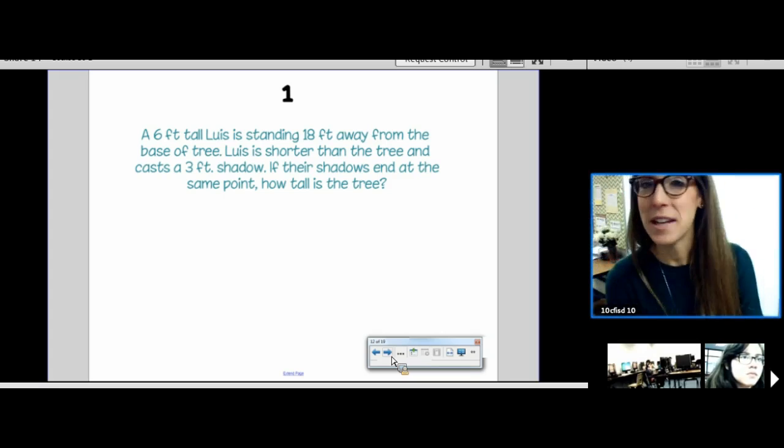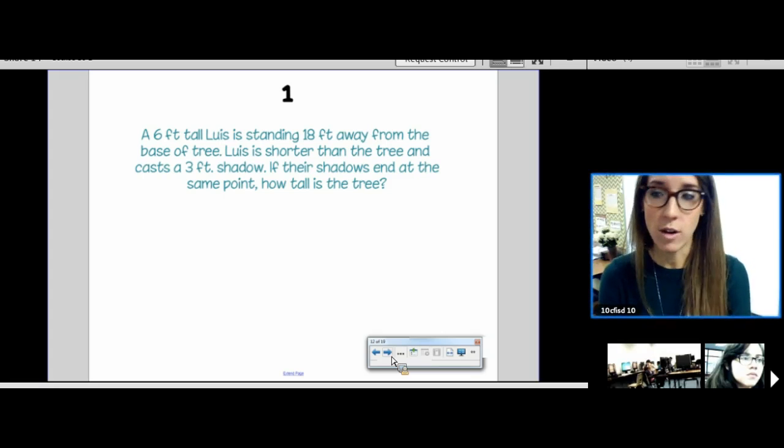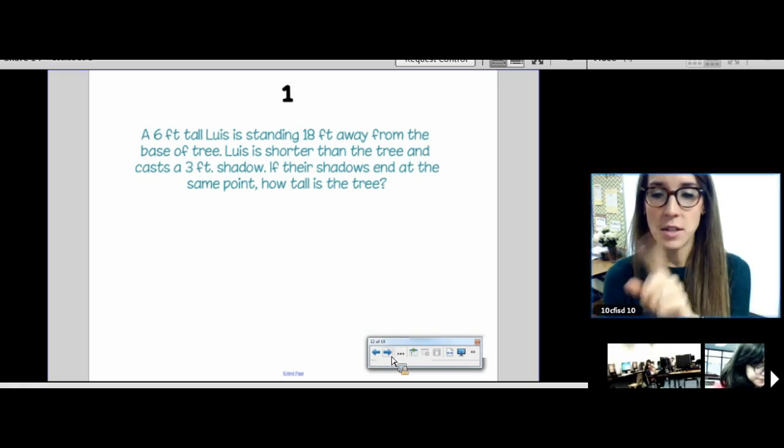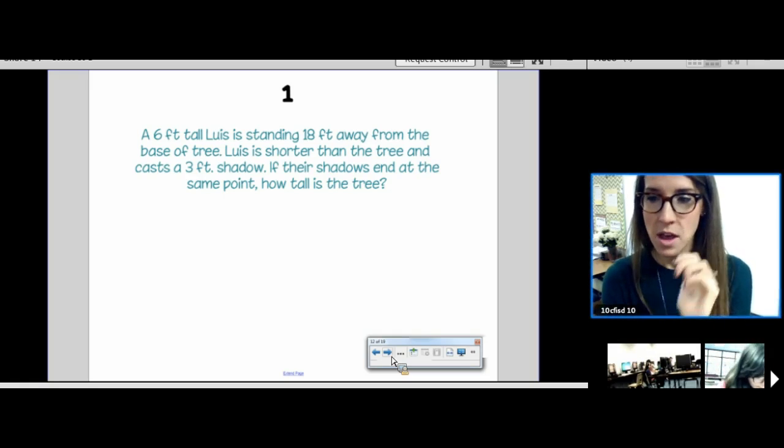I'm not worried about you setting up a proportion. I'm not worried about you cross-multiplying. I'm worried about whether you can draw a picture of this. So take some time. I'm going to pause it. Take some time and draw a picture of that situation.